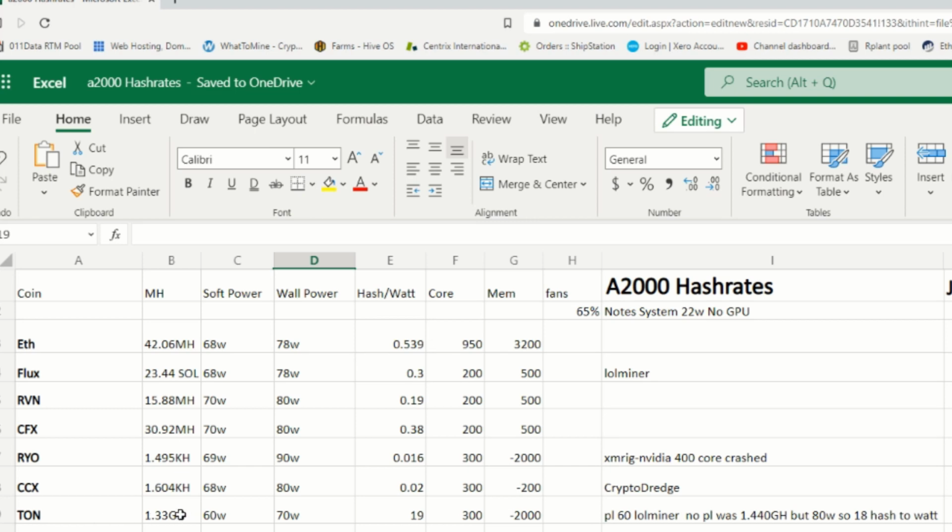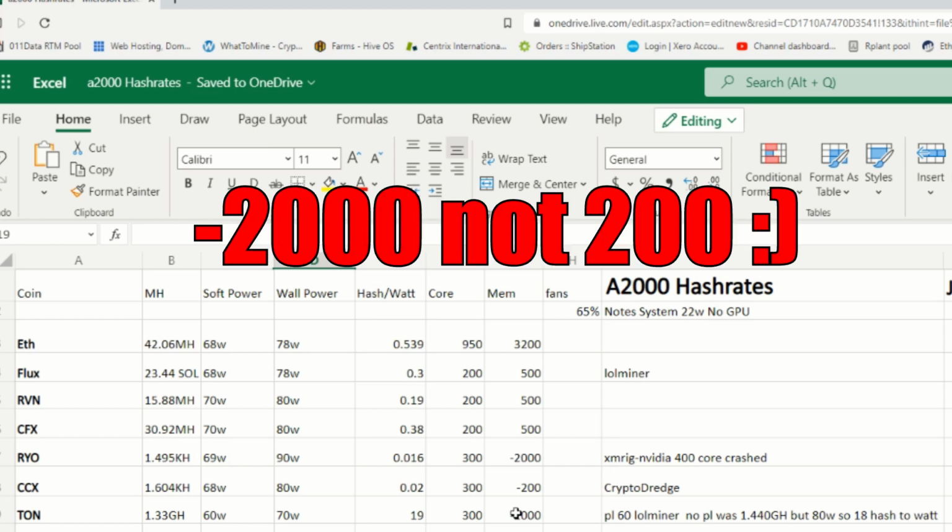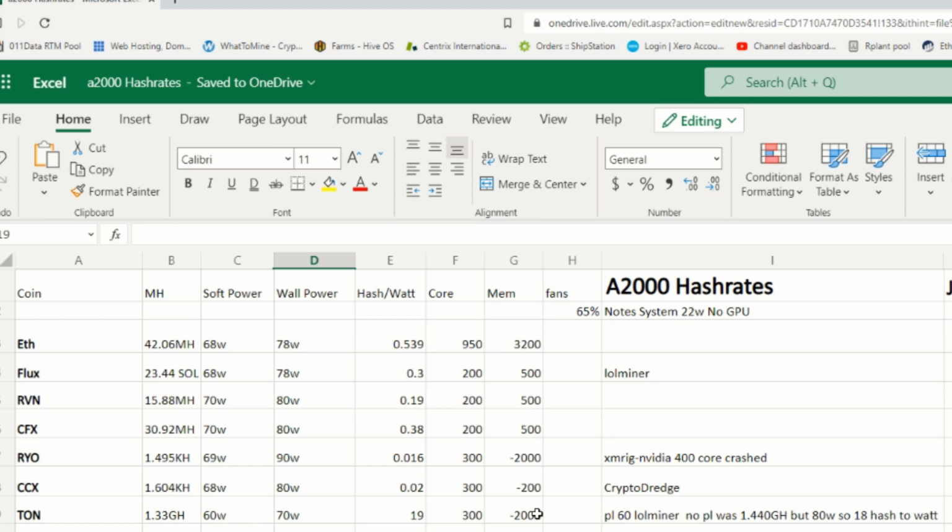Toncoin, I hit a total of 1.33 gigahash. Now again, remember, I'm looking for efficient settings here. I was up to 1.46 or something like that, but I did drop my power limit and I'll show you that later on. 60 watts in the software, 70 watts at the wall on this GPU, which worked out to be a hash to watt ratio of 19. 300 on the core, minus 200 on the memory, and this is also Hive OS. So if you're using Windows, you will have to cut your memory in half. Power limit 60 with lolMiner was used. No power limit was 1.44 gigahash, but 80 watts, so an 18 hash to watt ratio. I'm trying to show the most efficient settings I found. That is why I went with the 1.33 gigahash.